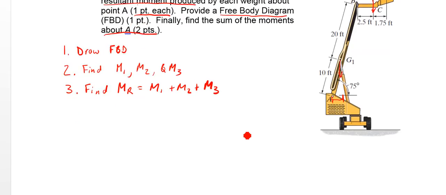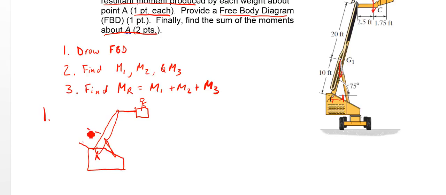Alright, so let's start with our free body diagram. We have our bucket here. It's got the boom going off this direction. That was kind of bad, but you get the idea. There's a support arm coming up. We have this part, then the bucket, and the man in the bucket. So here's point A. The length from there to here is 10 feet. This angle is 75 degrees. This length here is 20 feet.